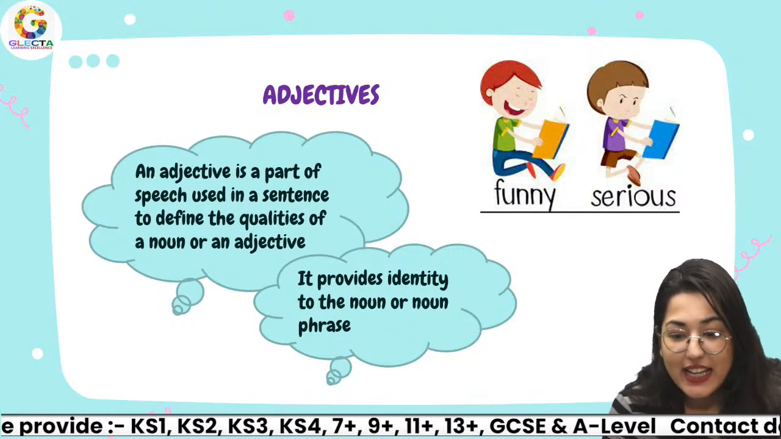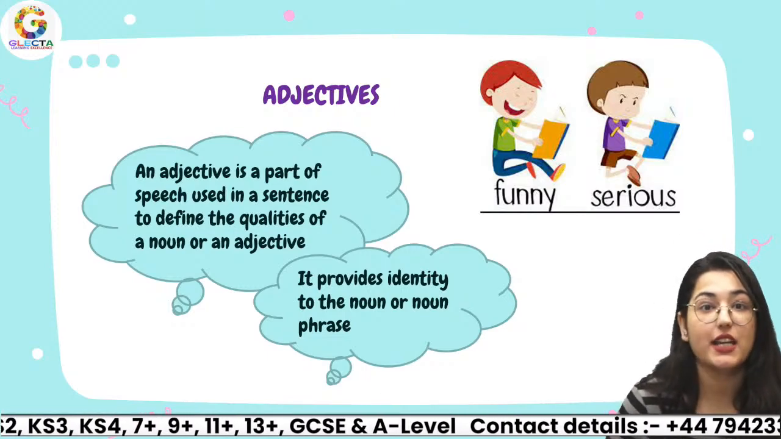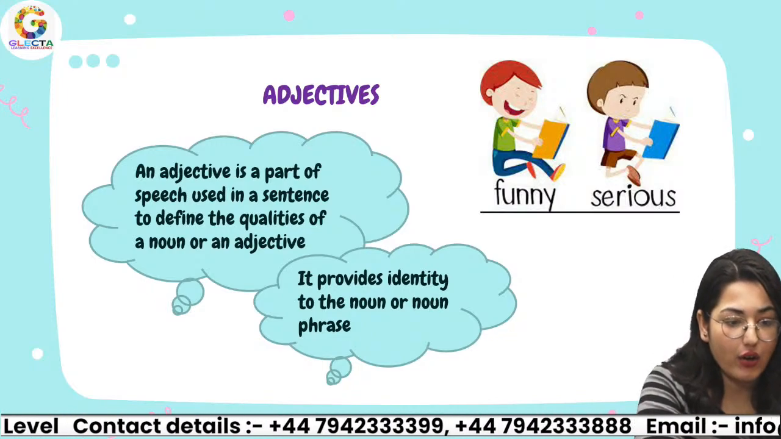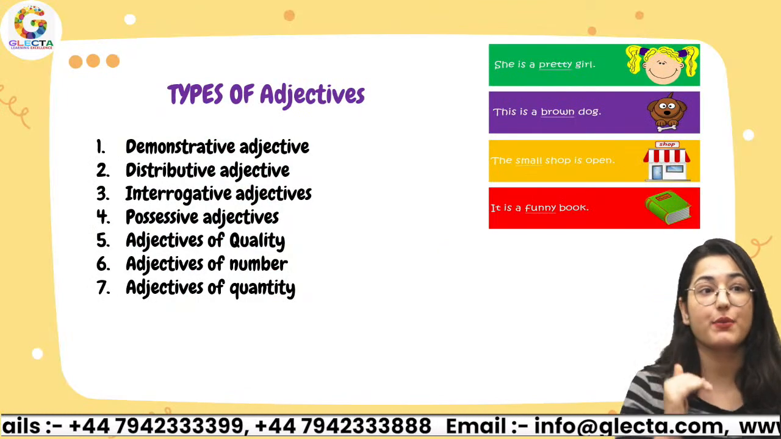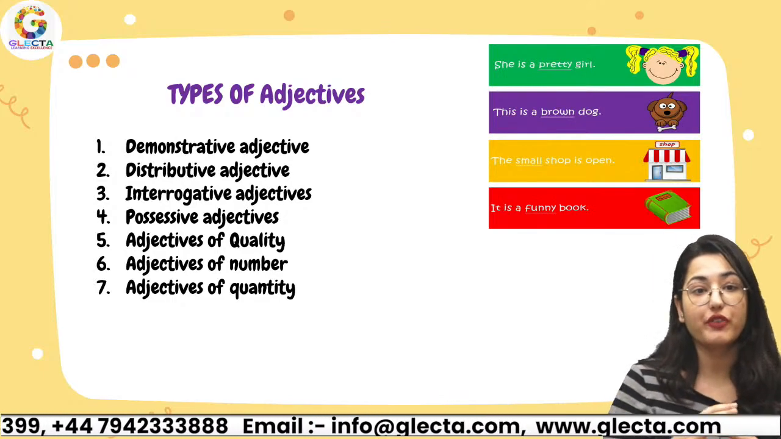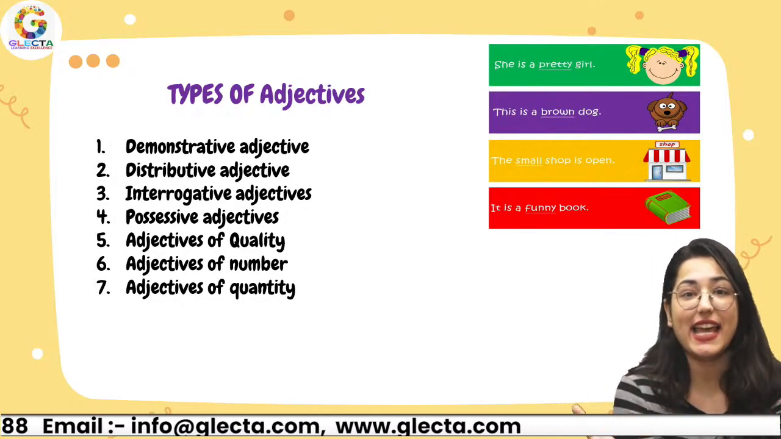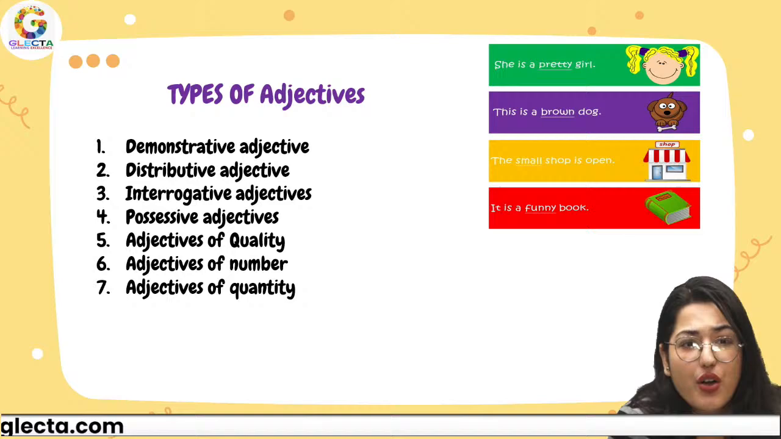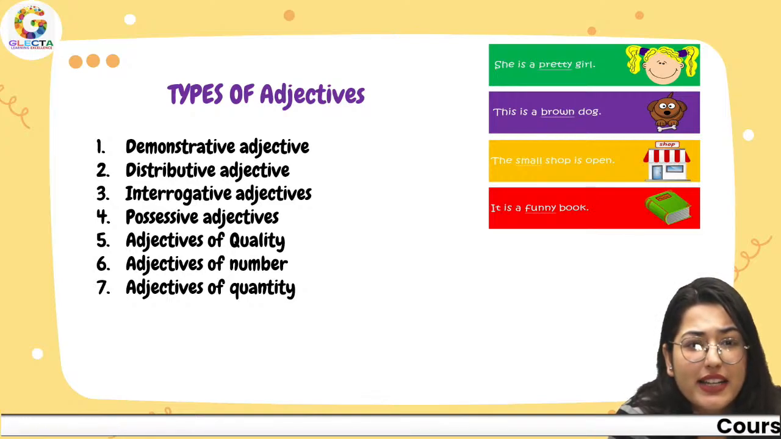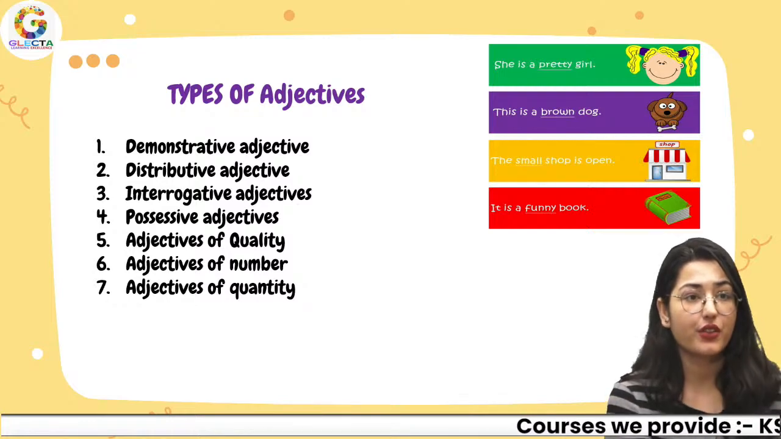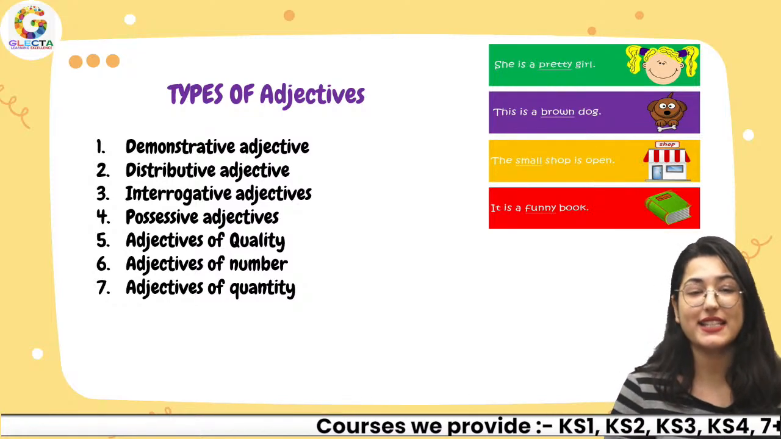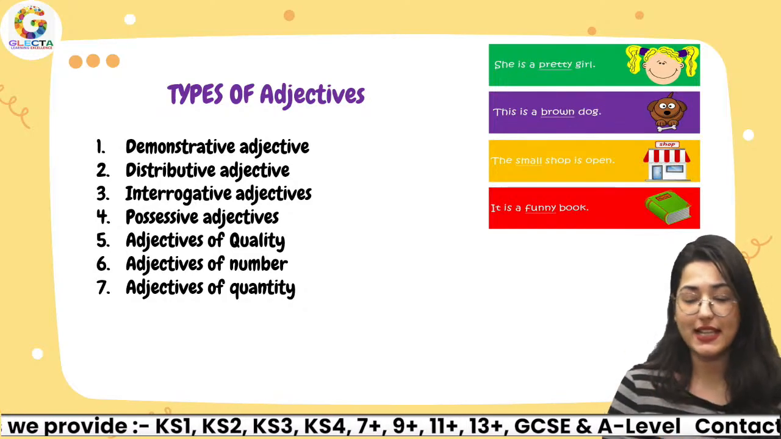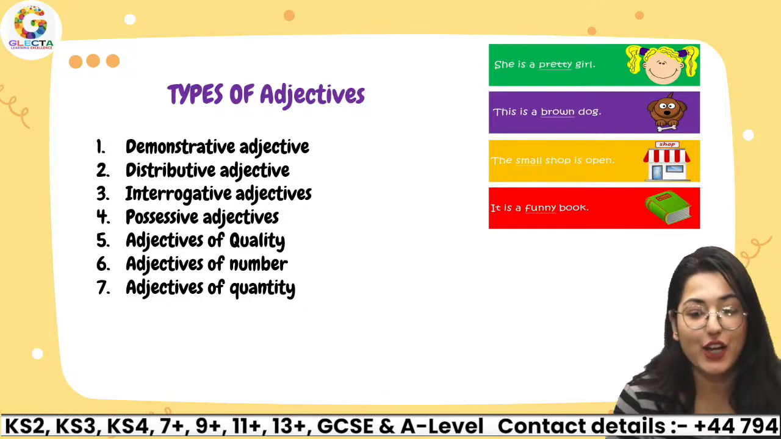Okay, there are eight parts of speech, and adjective was one of them. Okay, now there are total seven types of adjectives, because if you're learning this, you need to do it in detail. How many types of adjectives are there? Okay, so there are total seven types of adjectives. Number one is demonstrative adjective, distributive adjective, interrogative adjectives, possessive, quality, number, and quantity.